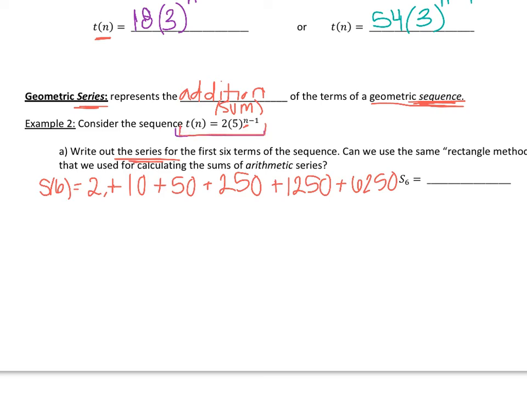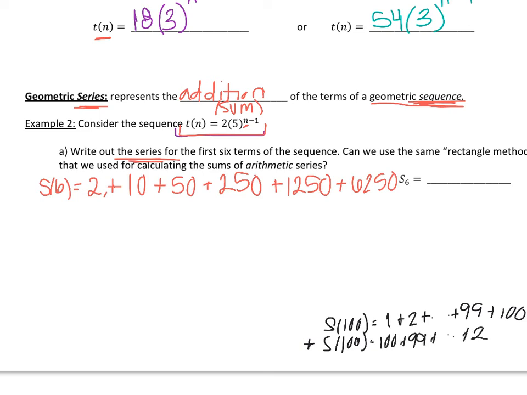So this next question is asking, can we use that same rectangular method? If you remember from the last video, it refers to Gauss's method, where he did the sum of the first 100 counting numbers. So he did 1 plus 2 plus 3 all the way up to 100, and then he reversed the order of that and added them together. So he added that to itself, but when he added it to itself, he flipped the order.